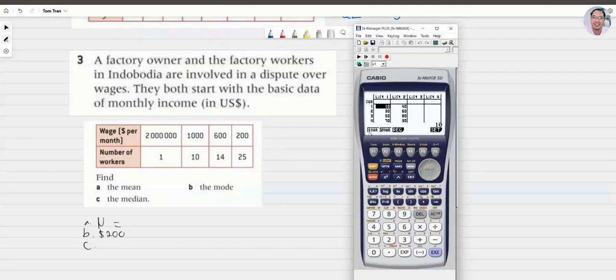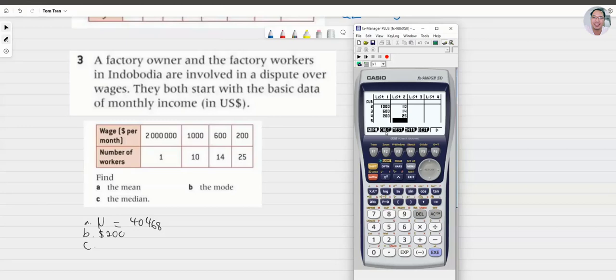It should be in the calculator also. I haven't drawn a histogram yet. You don't need a car to draw the histogram here. Just type the value: 1,600 and 200. Last one here. Okay, this is the frequency table. 1, 10, 14, 25, and then hit calculation here.